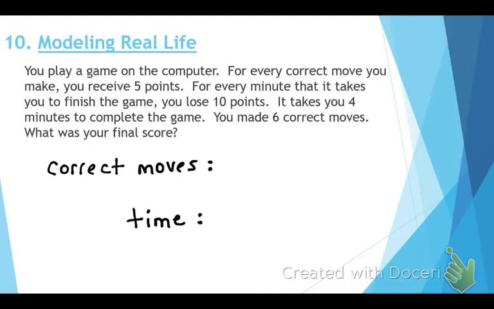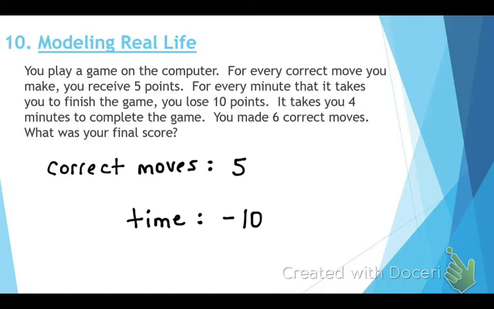So you want to see correct moves. It tells you for every correct move you make, you receive 5 points. Okay, so you're going to be getting 5 points. Then you could see for every minute it takes you, you lose 10 points. What integer goes with losing 10 points? That would be a negative. Now you got to see how many correct moves did you have and how much time did it take you.